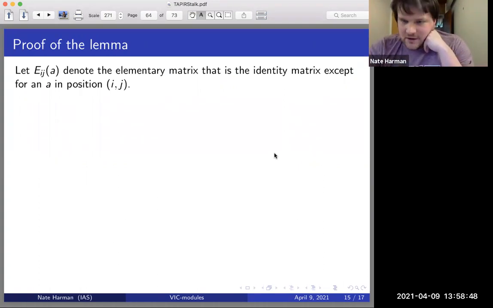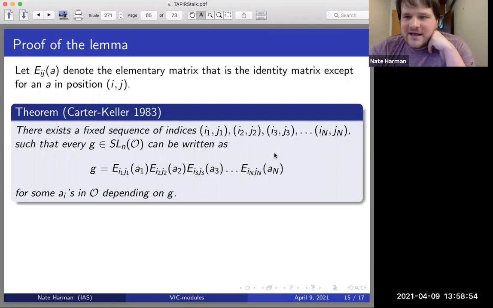So here's a theorem, not due to me. This theorem is due to Carter and Keller. It's called bounded elementary generation. It says there exists some sequence of indices, importantly not depending on my group element, such that every group element can be written as a product of elementary matrices in that fixed sequence, where all that we can vary are the entries. So as g changes, these a_i are changing, but the indices are not.